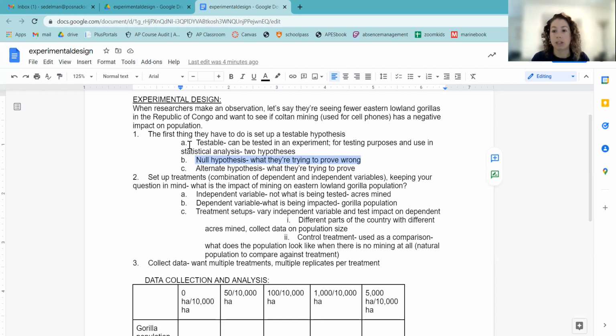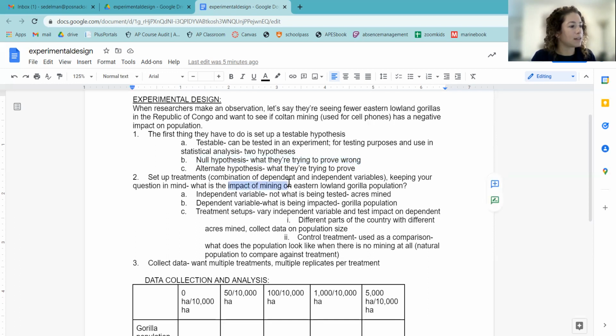Let's set up some treatments. A treatment is a combination of your dependent and your independent variable. And when we set up our treatments, we want to keep our question in mind. So what is the impact of mining on the eastern lowland gorilla? And so I like to think about it, what is the impact of X on Y? What is the impact of mining on the eastern gorilla population?